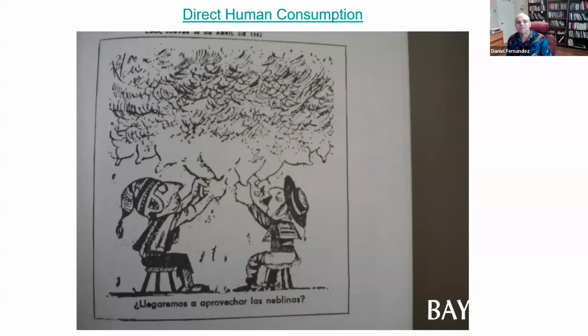Then there's the direct human consumption. This is from a 1982, I think it was in Peru, a Peruvian newspaper. And what they're saying is, are we beginning to appreciate the fog? These are folks who are getting water from the fog. That's the idea here.